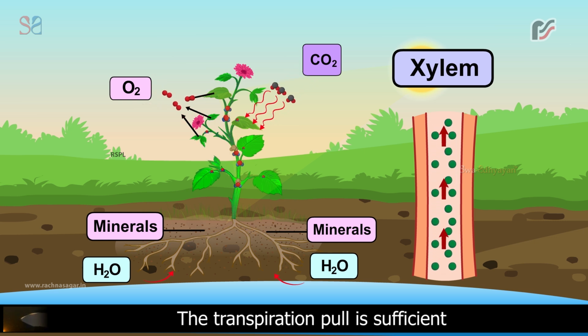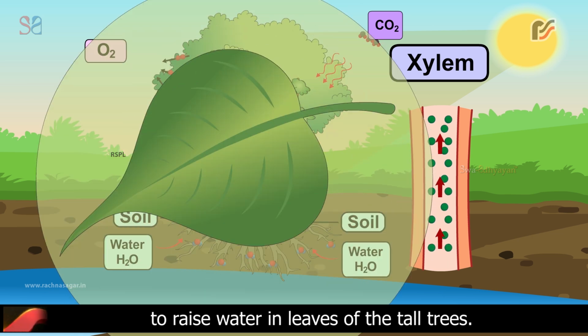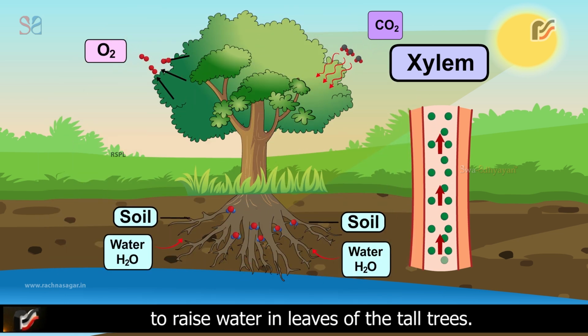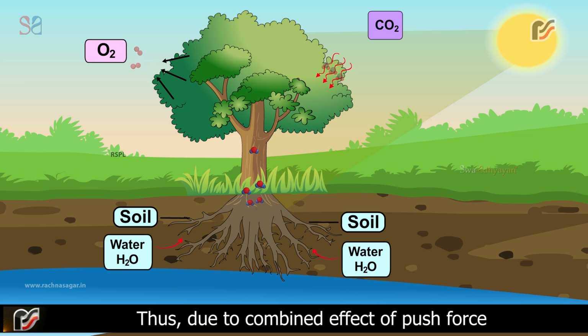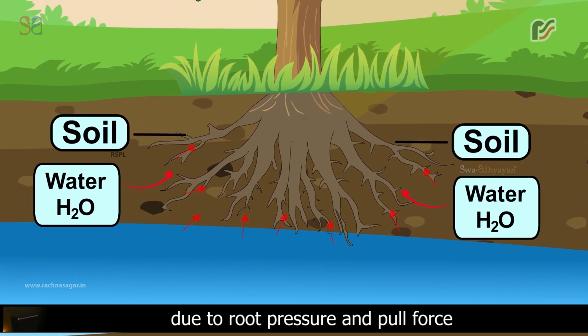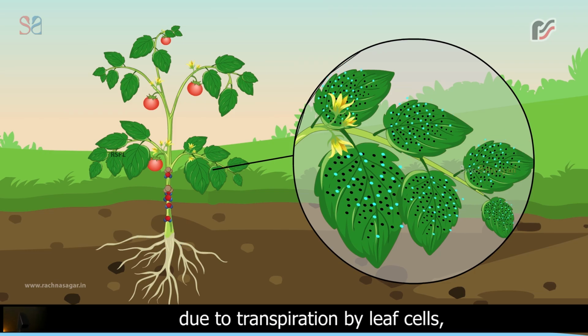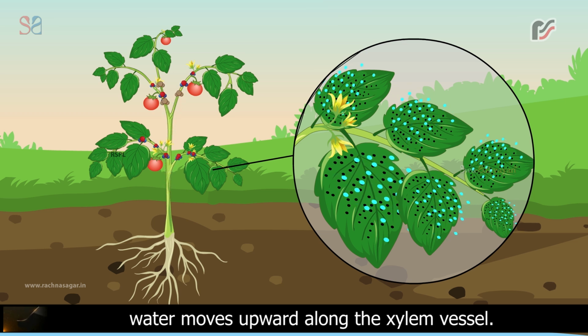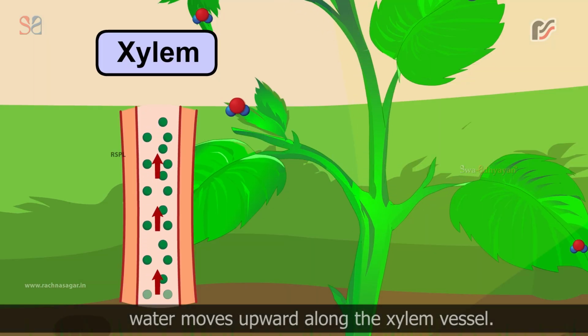vessels. The transpiration pull is sufficient to raise water in leaves of the tall trees. Thus, due to combined effect of push force due to root pressure and pull force due to transpiration by leaf cells, water moves upward along the xylem vessel.